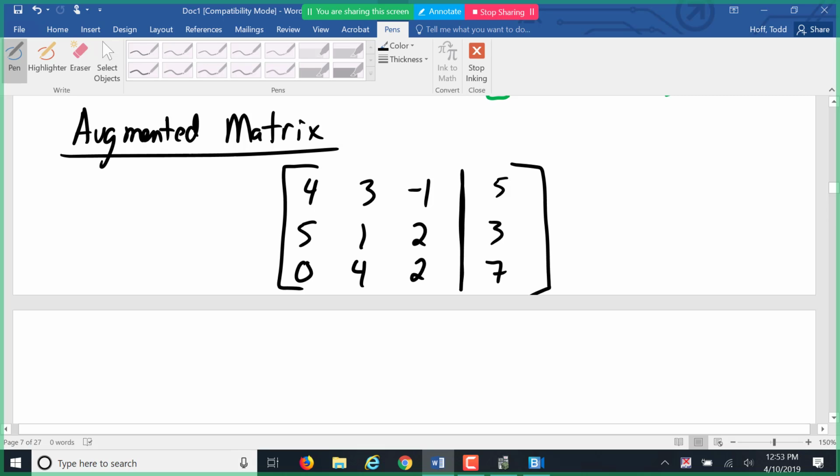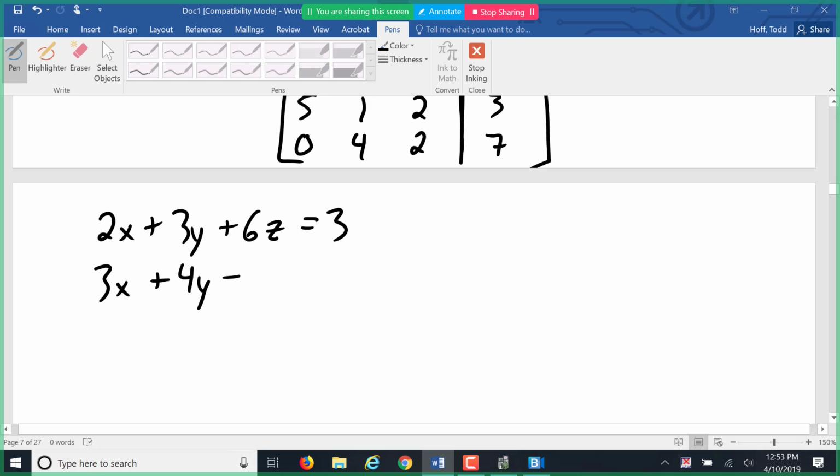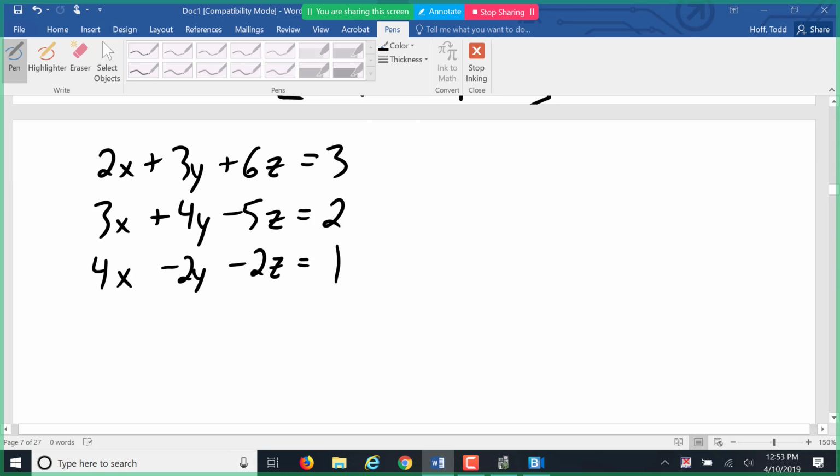That's an augmented matrix. The reason an augmented matrix can be useful to us is we can use an augmented matrix to represent one of our systems of equations. Let's take a system like 2x plus 3y plus 6z equals 3. 3x plus 4y minus 5z equals 2. 4x minus 2y minus 2z equals 1. There's a system of equations. We can use an augmented matrix to represent this.